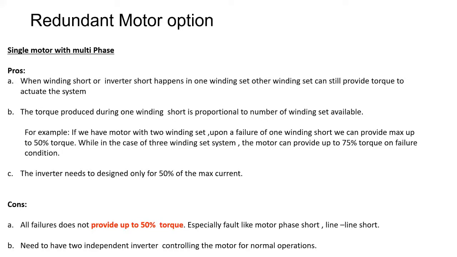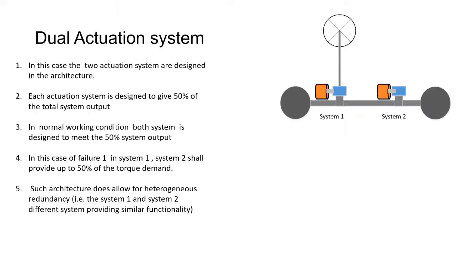A failure does not always provide up to 50%, especially a failure like a phase short. Sometimes in a motor phase short, we cannot get 50% all the time. So some failures cannot provide 50%. We need to have two independent inverters controlling the motor at all times, so we need to drive both the inverters for normal operation. That increases the reliability of this thing. So that's a con for it.